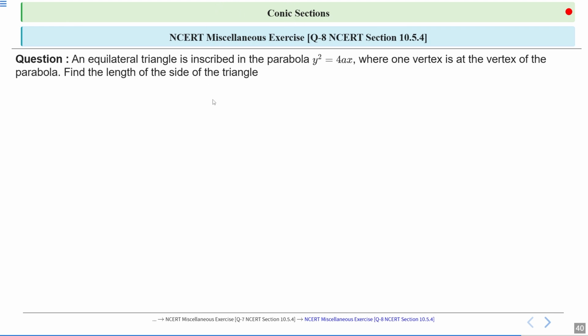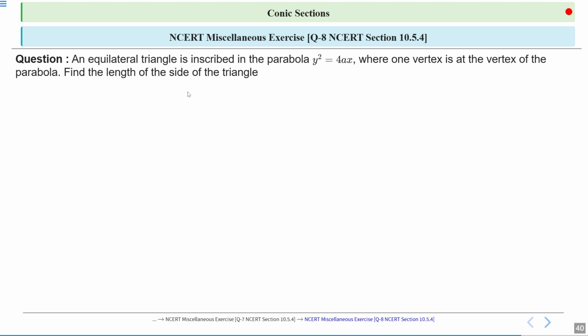In this question, we have an equilateral triangle inscribed in the parabola y square is equal to 4 times x, where one vertex is at the vertex of the parabola. Then find the length of the side of the triangle. Okay, so you have an equilateral triangle inscribed in the parabola y square is equal to 4 times x, where one vertex is at the vertex of the parabola. So we have to find the length of the side of the triangle. So let's solve this question first.